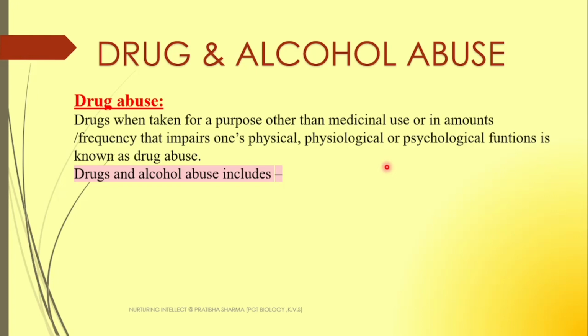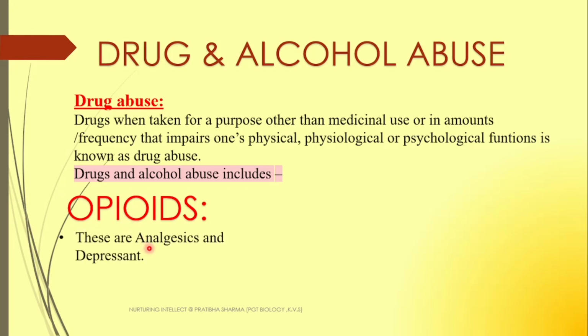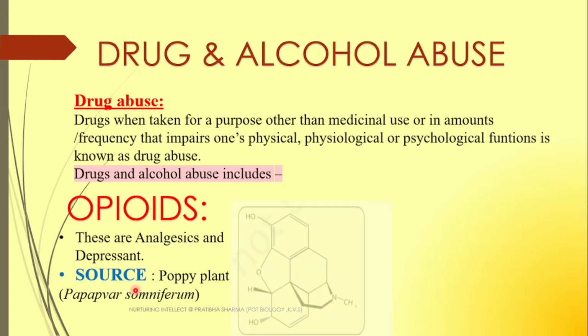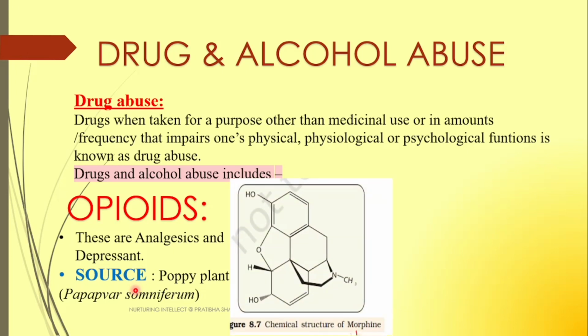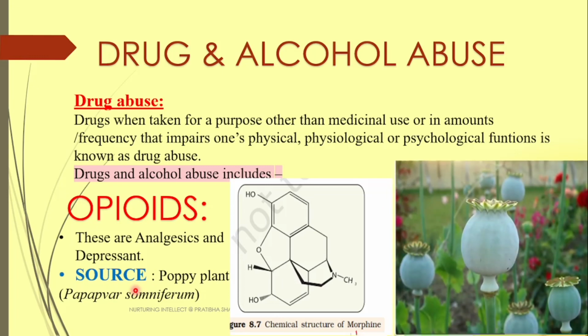So, we are going to study certain drugs which are commonly abused. The first is opioids. Opioids are analgesic. Analgesic means they are strong painkillers, and they are depressants. They act on our central nervous system and give a feeling of relaxation and drowsiness. Opioids are obtained from the poppy plant. The scientific name of the poppy plant is Papaver somniferum.